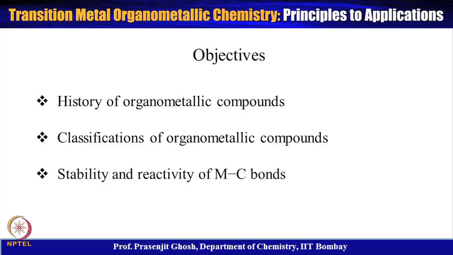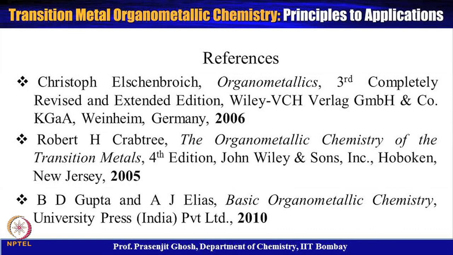So, in this first week we will give you a brief history of organometallic compounds, and then we move to various classifications of organometallic compounds, and then from there we would dwell on the stability and reactivity of metal carbon bonds. There are three reference books for this course. One is Elschenbroich, Organometallics, 3rd edition, Robert Crabtree, The Organometallic Chemistry of the Transition Metals, and B.D. Gupta and A.J. Elias, Basic Organometallic Chemistry. These books as well as any other books on the subject will do.